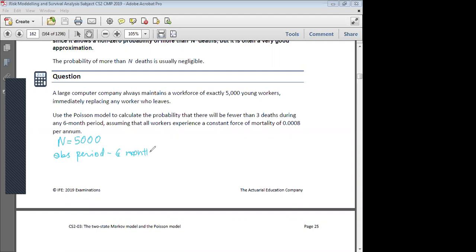Okay. What else? We have to calculate probability of D less than 3. Good. And mu is equal to 0.008. Anything else? Would someone want to add anything to what we have written on the board from the question?